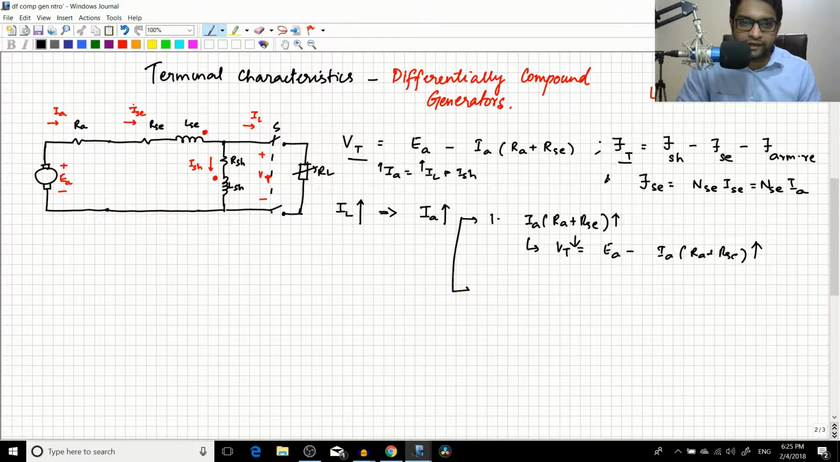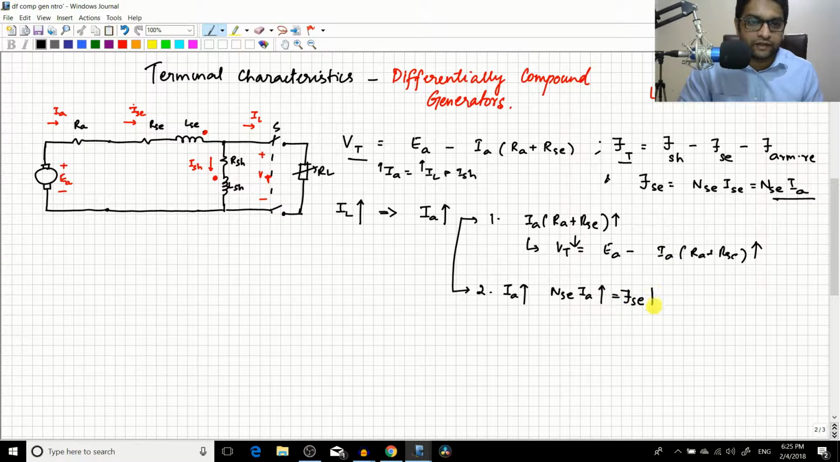Let us see the second effect now. As Ia increases, NSC into Ia would increase. That means the MMF of the series winding would increase. But look at this equation now. What will happen to Ft? Because this negative term is increasing, Ft, which is equal to FSH minus FSE minus armature reaction MMF, would drop.